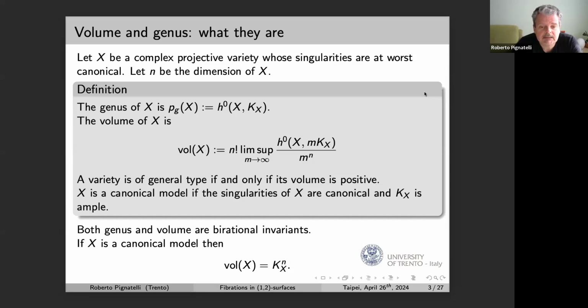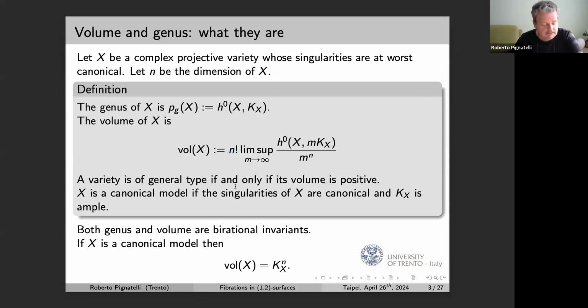You take the sequence of H0s, not of Kx, but of the multiples of Kx, and this grows for m going to infinity as a polynomial whose degree is at most the dimension of the variety. So n is the dimension of the variety. And if this ratio, divided by m to the n, makes 0 if the polynomial is of smaller degree, otherwise it's positive. And then with a little correction, by n factorial, defines the volume.